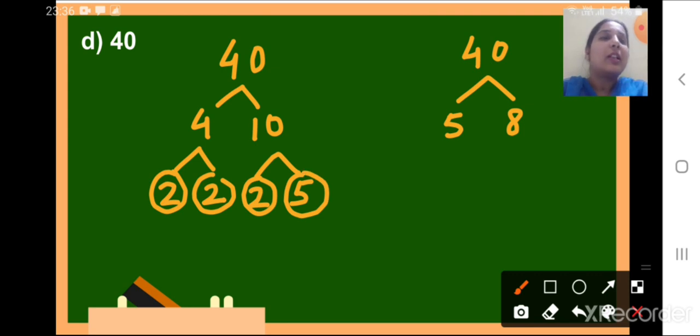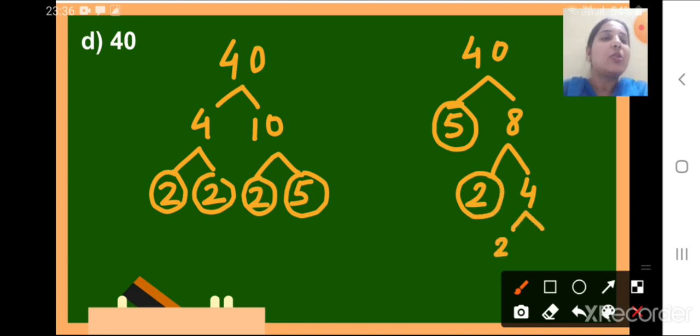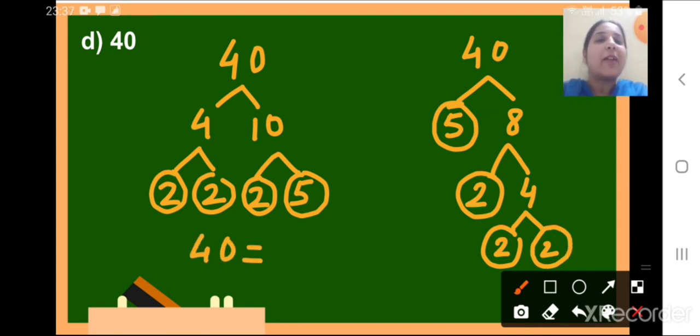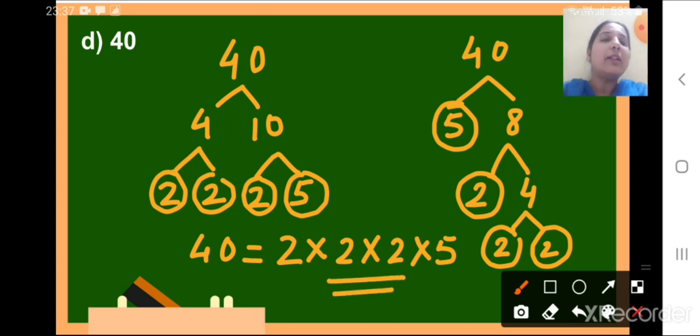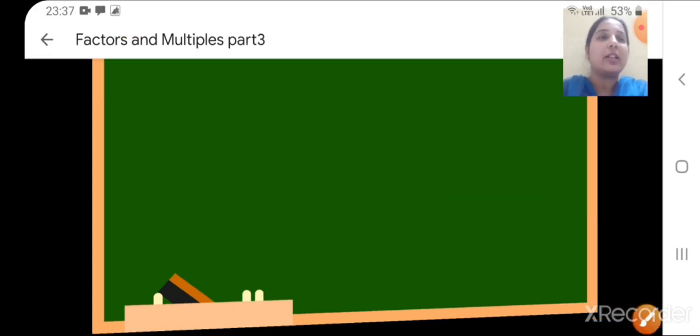This 5 is a prime number, so we will just circle that, and 8 can be factorized as 2 4s are 8. Now we will further factorize 4 as 2 2s are 4. So how can it be written as the product of its prime factors? 2 into 2 into 2 into 5. In this way we factorize the number using a factor tree.